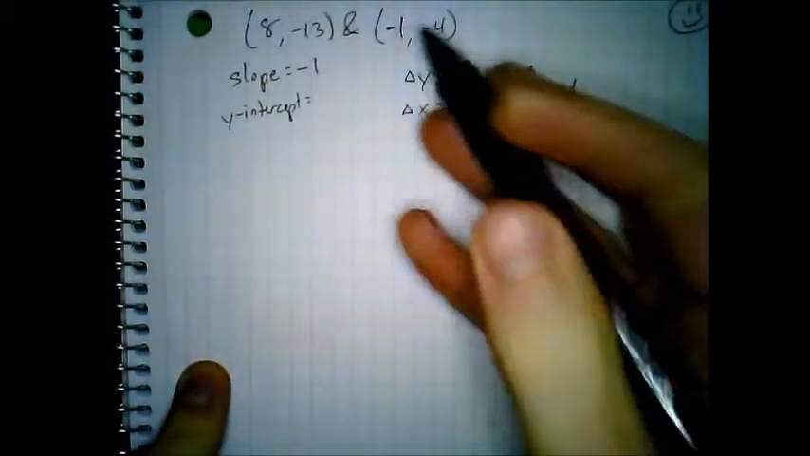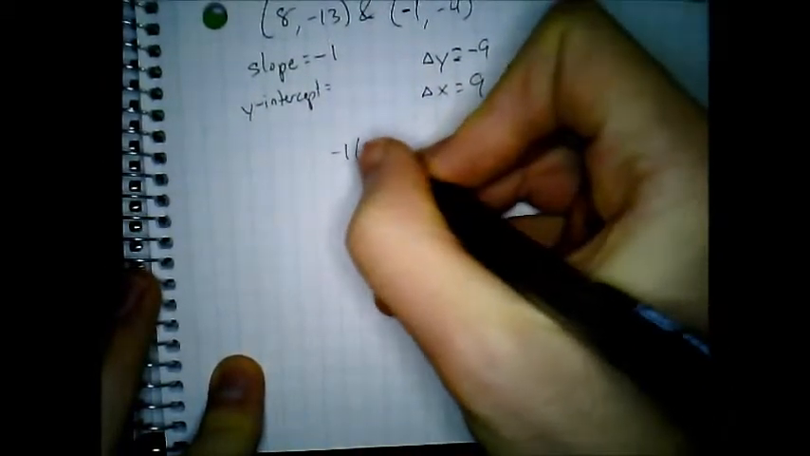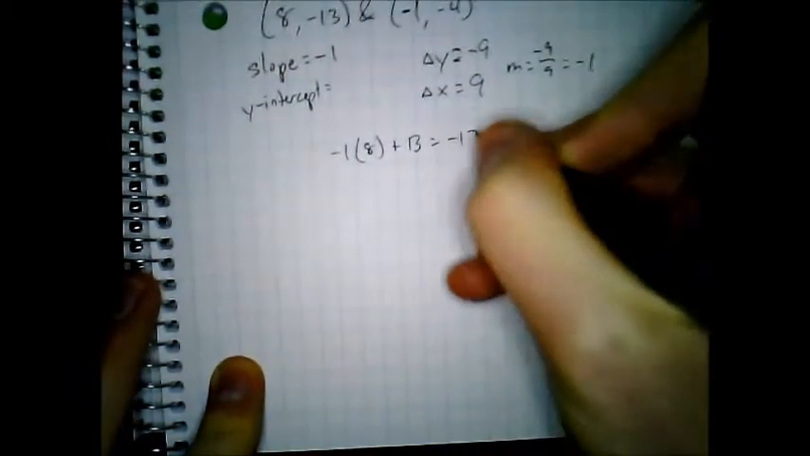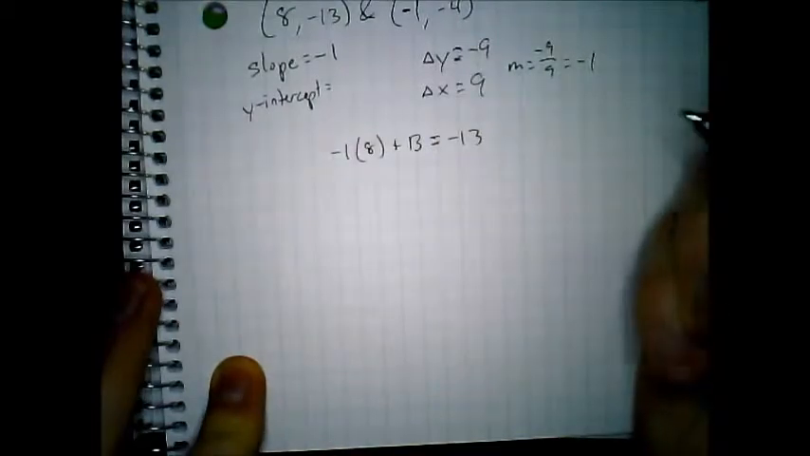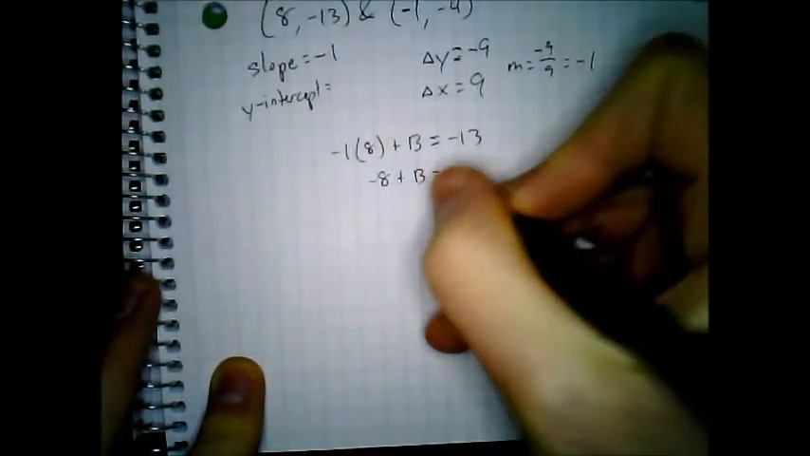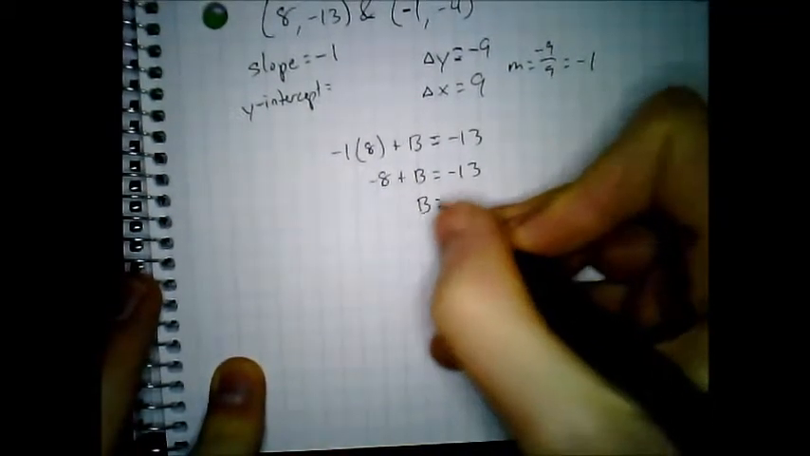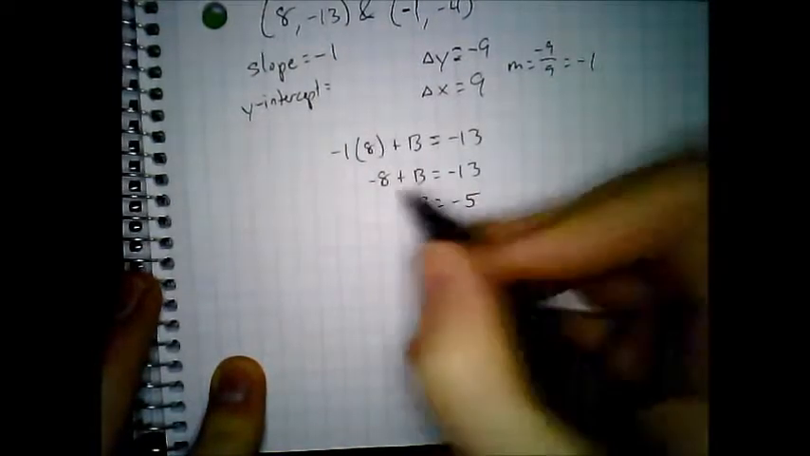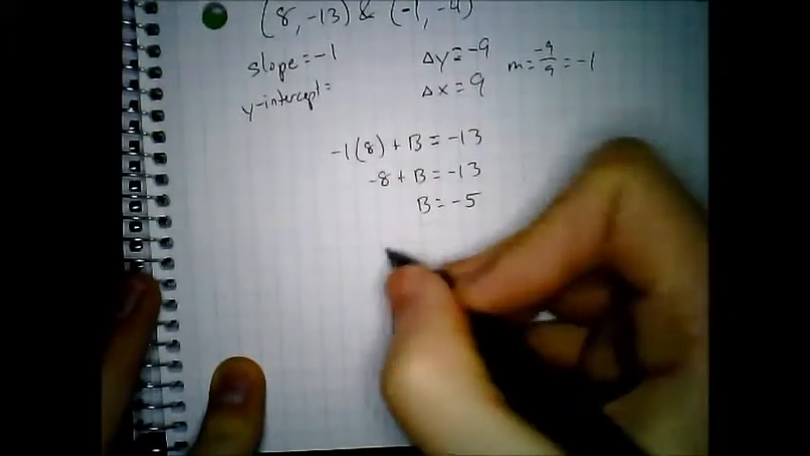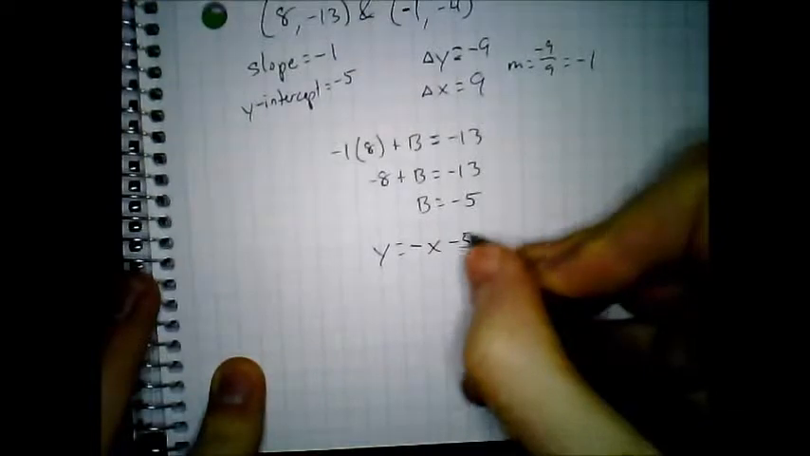Now we don't know the y-intercept, so we need to figure it out. If we do negative 1 times 8 plus what gets us our negative 13? Negative 1 times 8 is negative 8. So negative 8 plus what equals negative 13? So b equals negative 5. We just add 8 to both sides, and negative 13 plus 8 is negative 5. We're just solving for b. So our equation is y equals negative x minus 5.